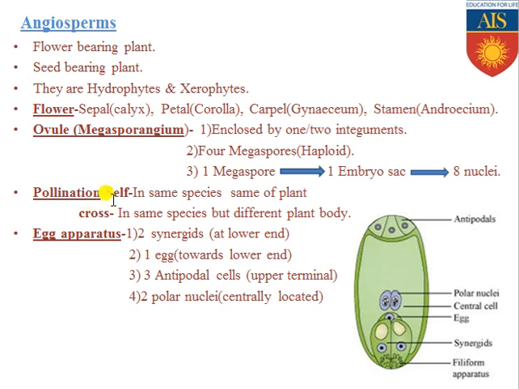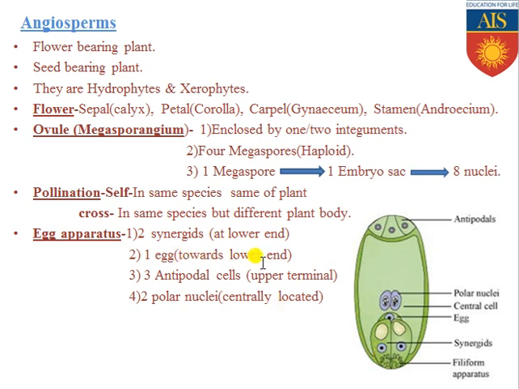Pollination I am talking about, there are 2 types commonly found. One is self pollination, another one is cross pollination, that we all know. Self pollination always happens in the same species or the same plant body, obviously. Cross pollination is in the same species but a different plant body. We all know, because that specific chapter on sexual reproduction in flowering plants we will be discussing further in class 12 in an elaborate manner.